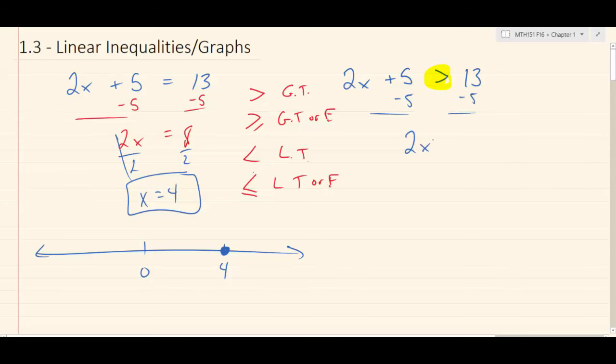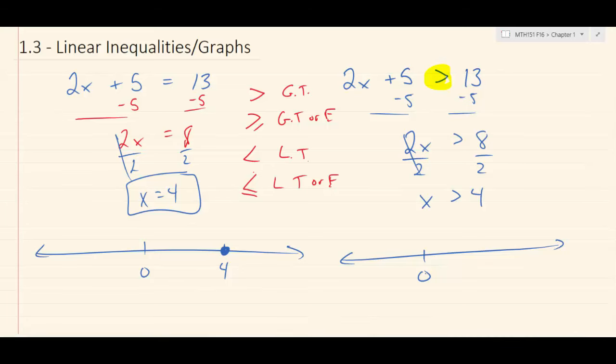So you get 2x is greater than 8. Then you divide by 2, and you get x is greater than 4. You're going to put this on a number line. Always put a 0 on your number line. A 0 is kind of like north on a map. You always want to know which way is north, so you always want a 0 on your number line. Then we'll put a tick at 4.